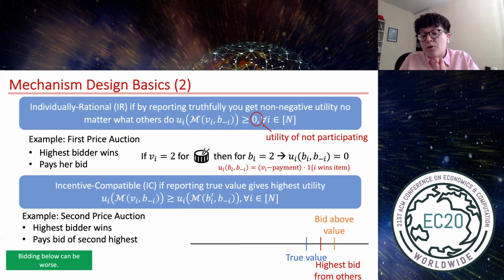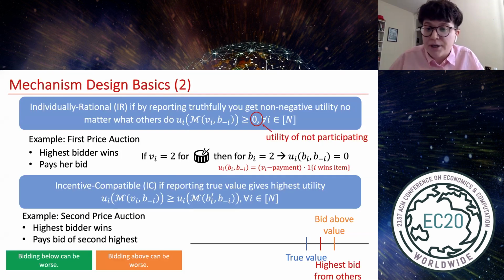If, however, we are in a scenario where the highest bid from all other bidders is higher than your true value, and you've bid so much above that you now become the winner of the item, while you wouldn't be the winner if you reported truthfully, you end up losing utility because you get negative utility. You end up paying more than what you actually value the item. So bidding above can make you worse off.